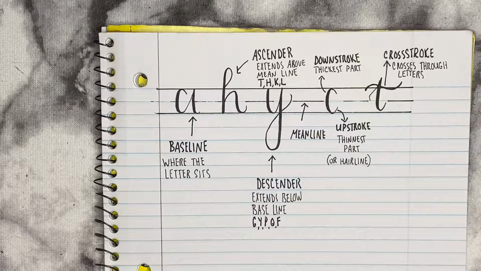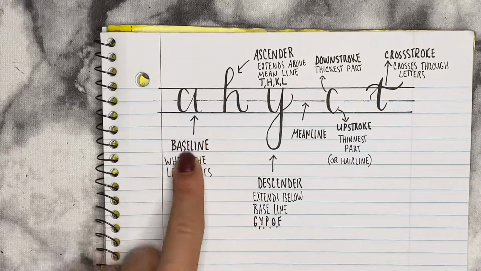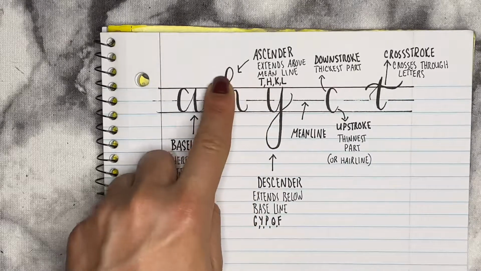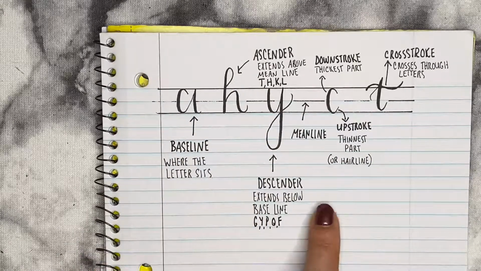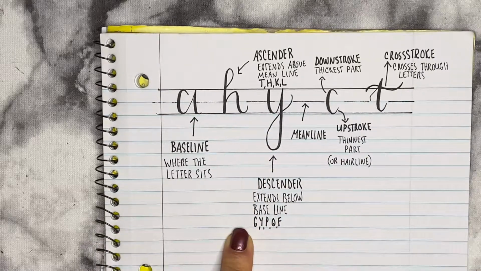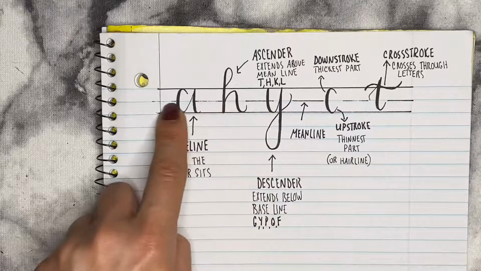So we're going to start off with some lettering basics. Don't stress if you don't remember all of these terms. It's not super important, but this is the baseline. You have an ascender, which extends above the line. You have a descender, which extends below the line. A mean line, which is this middle line right here.